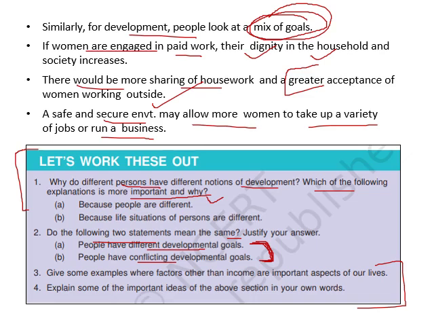Give some examples where factors other than income are important aspects of our lives. So just now we discussed many of the examples. Any one you can write, or if you have something extra or something better, you can write that also. Explain some of the important ideas of the above section in your own words, that you can do.